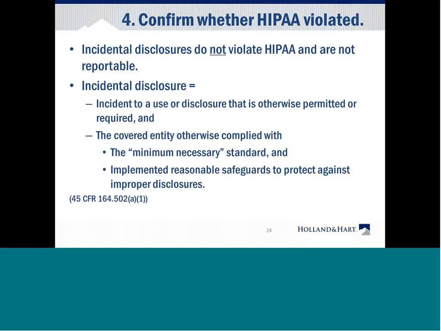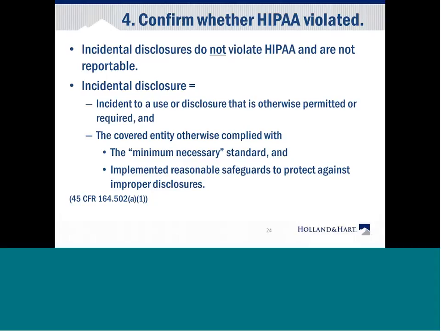Now, incidental disclosures do not violate HIPAA, and therefore they are not reportable. So what's an incidental disclosure? An incidental disclosure is a disclosure that's incident to a use or disclosure that is otherwise permitted by or required by HIPAA, and the covered entity otherwise complied with the minimum necessary standard and implemented reasonable safeguards.